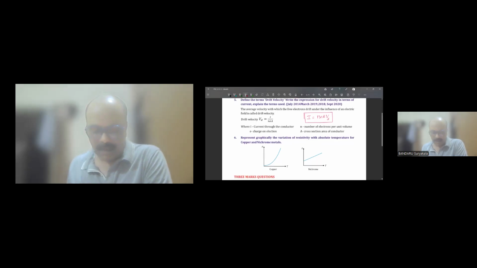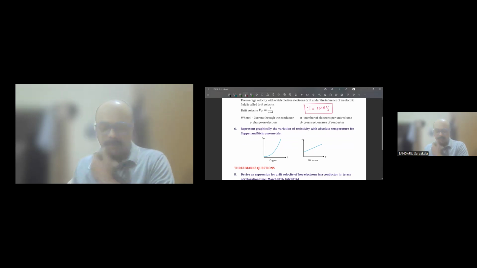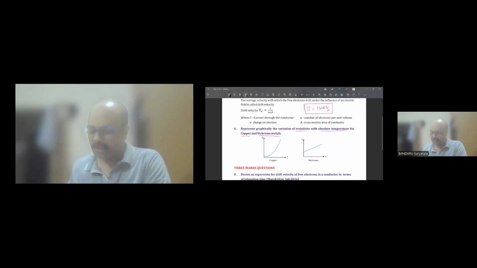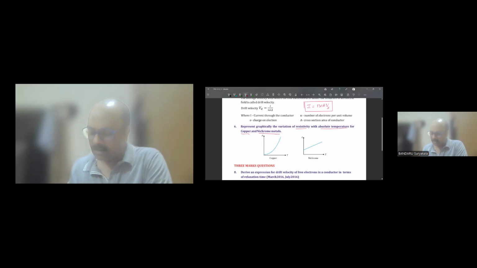Okay. Now, after that: how does the resistivity vary with absolute temperature in the case of copper and nichrome metals? This is copper, this is nichrome. Be careful while drawing the graph. If you write the names the wrong way round, they will cut the marks. Okay, next one.